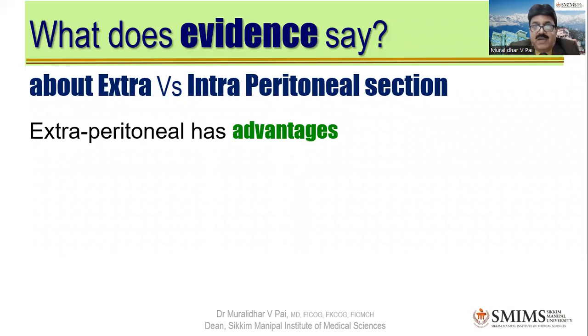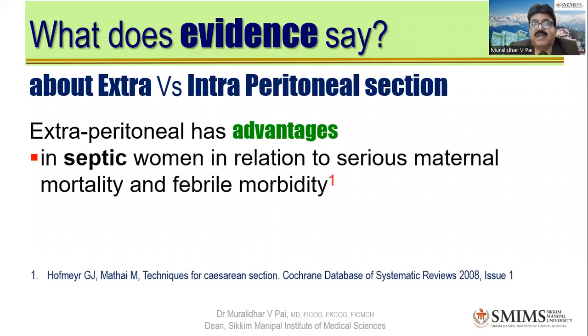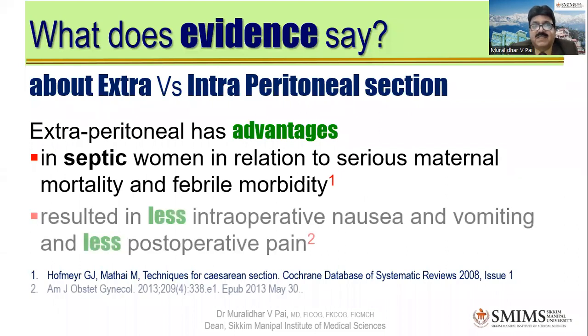Extraperitoneal has advantages in septic women in relation to serious maternal mortality and febrile morbidity. That's what I just now said. In cases of chorioamnionitis, we go for extraperitoneal section. Nowadays, not many people are well versed with this technique. Probably I have done one or maximum two extraperitoneal. This is also basically to demonstrate and see whether I can do it or not. We have not done it many times. Not many people are aware of this technique.